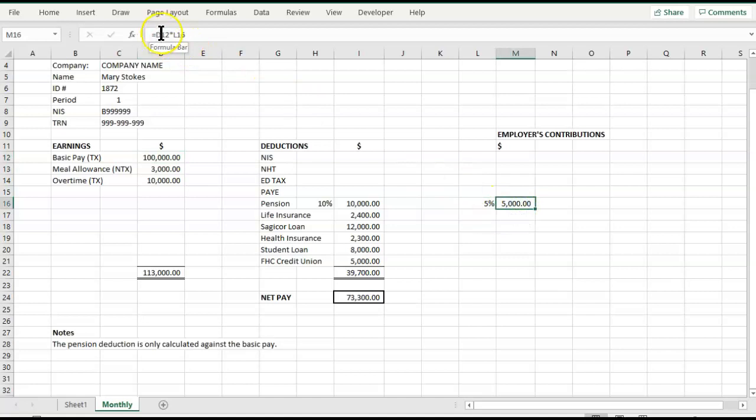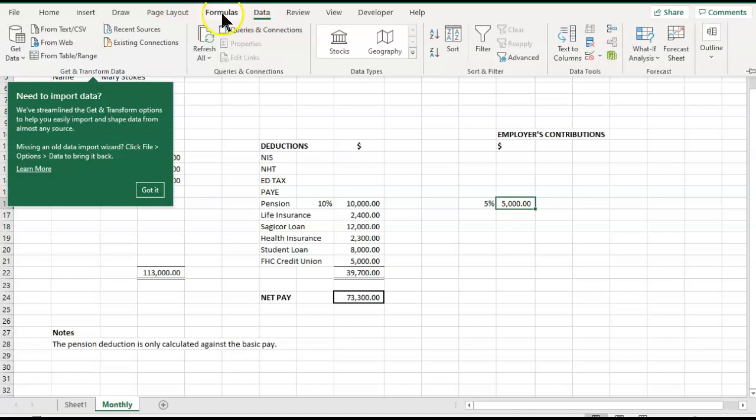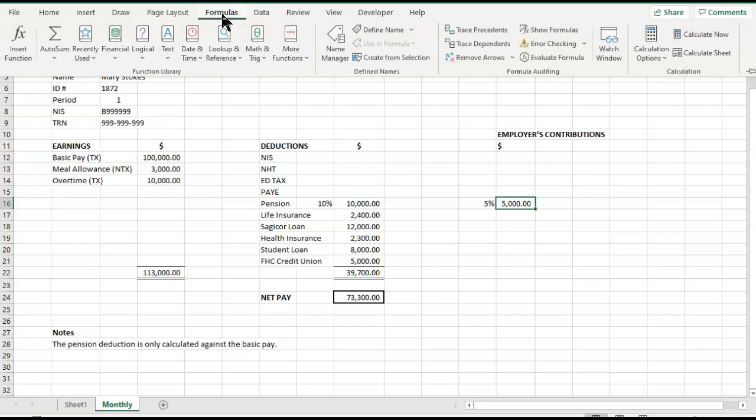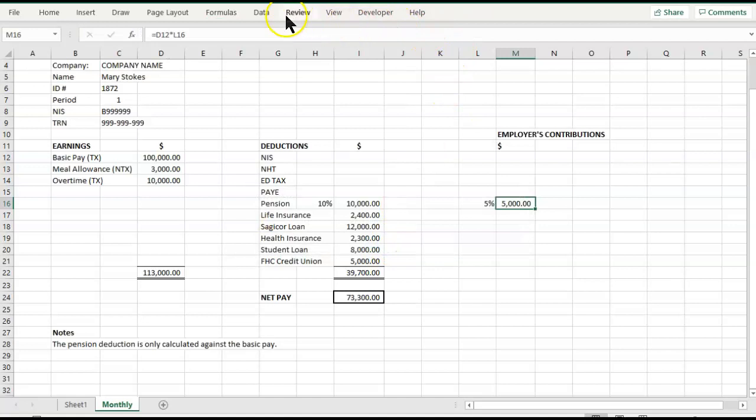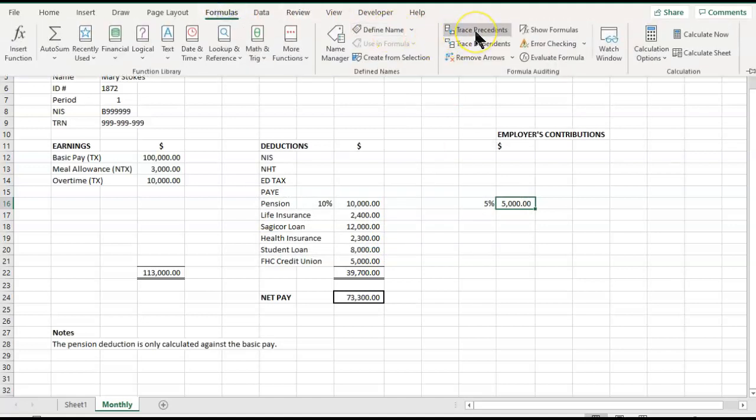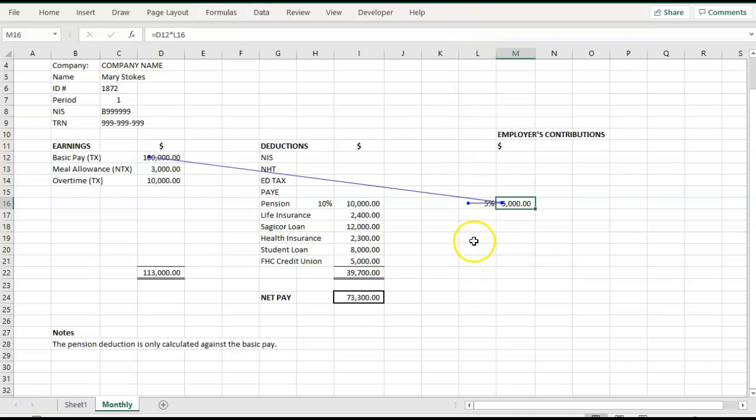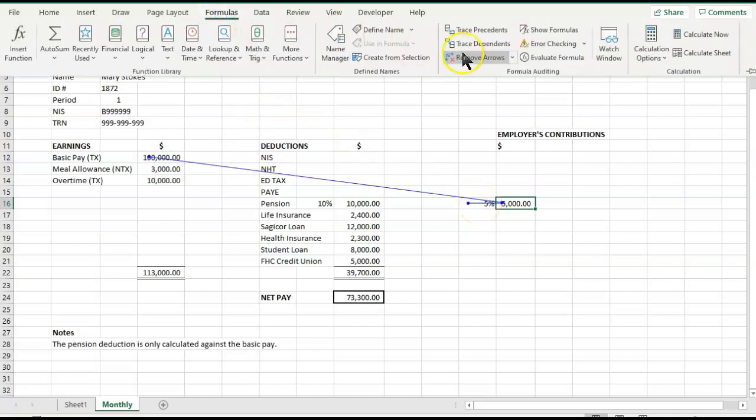And there is something in Excel that allows you to look at your formula. If you click on Formulas and go to Trace Precedents, it will pinpoint what cells make up the formula. So C is pointing to D12 and it is pointing to L60. Let me take that off, remove arrows.